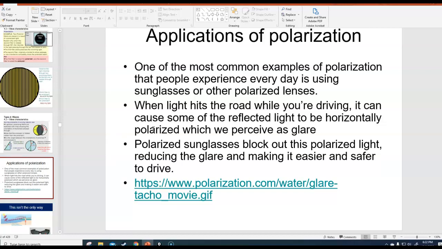One of the most common examples of polarization that people experience every day is using polarized sunglasses. We talked about that before. When light hits the road while you're driving, it can cause a lot of glare on the road when it's really bright outside, but that light, as it reflects off the road, is horizontally polarized. And so if you have sunglasses where the transmission axis is vertical, that means it only allows light through that's polarized up and down. When the light that's polarized horizontally tries to go through those sunglasses, it doesn't make it, and so you don't see that light, which means that you don't see the glare. Okay, and so that's how polarized sunglasses can reduce glare.